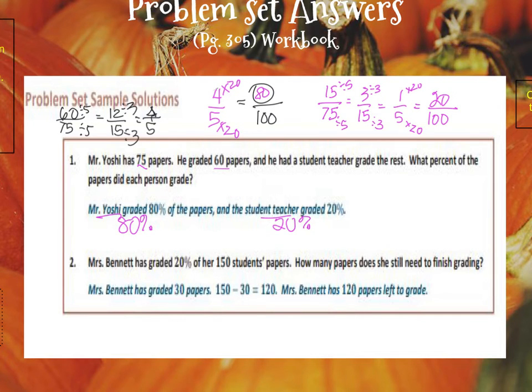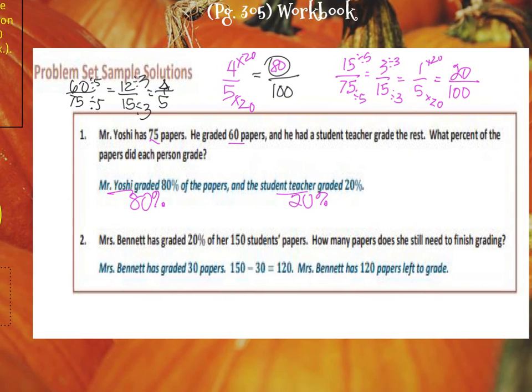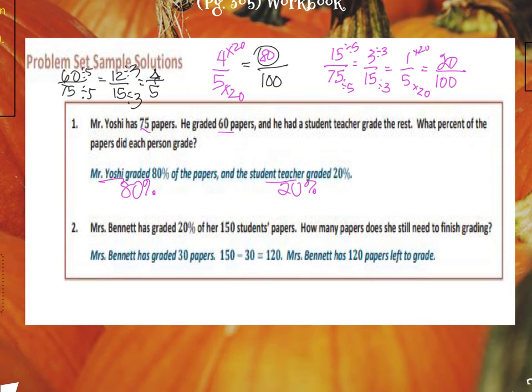So down here we have Mrs. Bennett. I'll see if I can scoot that up a little bit. Okay, Mrs. Bennett has graded 20% of her 150 students' papers. How many papers does she still need to finish grading? So we know that 20%, so that's 20 out of 100. And then we know that she had 150, that was the total that she had to pull from.